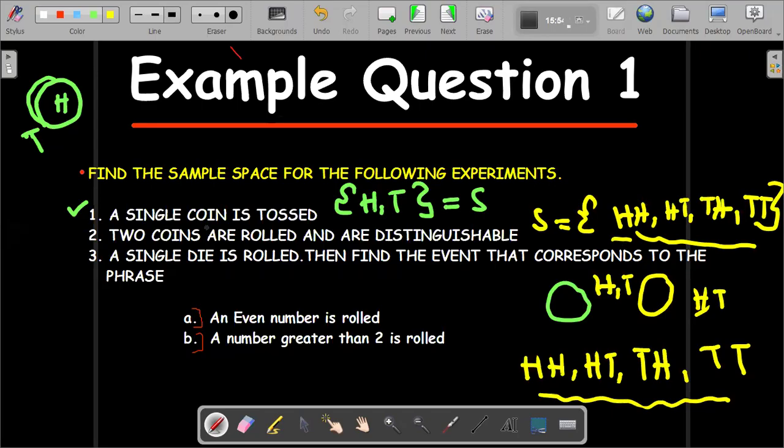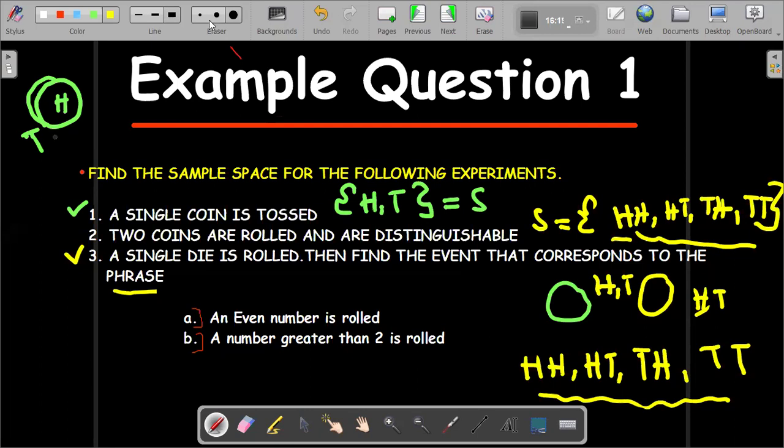Okay, no questions. I will go to question 3 here. On question 3, they're saying a single die is rolled. Find the event that corresponds to the phrase: an even number is rolled, a number greater than 2. For us to find these events, we first of all have to come up with the sample space.